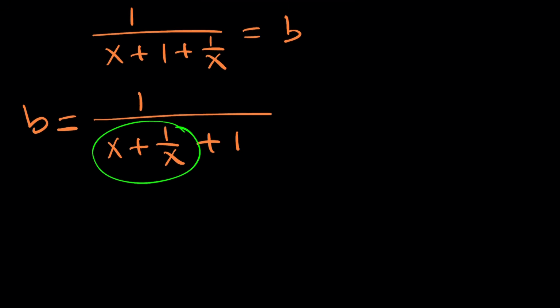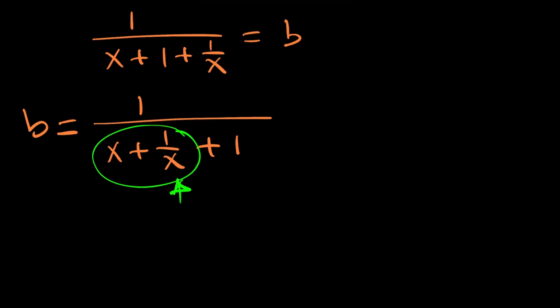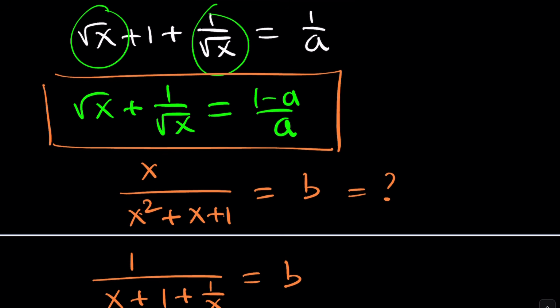Now, this is what we're trying to find. So it basically hinges upon this. I need to find x plus 1 over x. But can I find it? Absolutely. Look at that. You have square root of x plus 1 over square root of x. Let's go ahead and copy that.